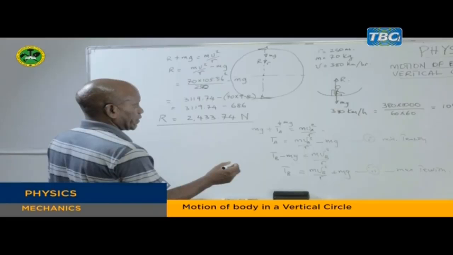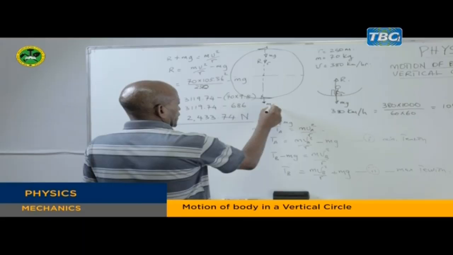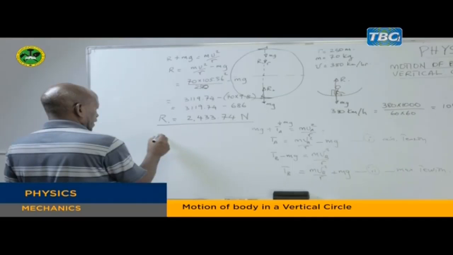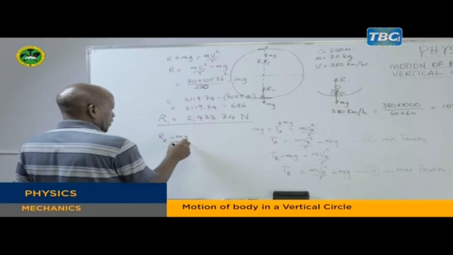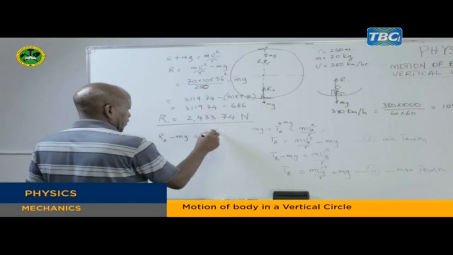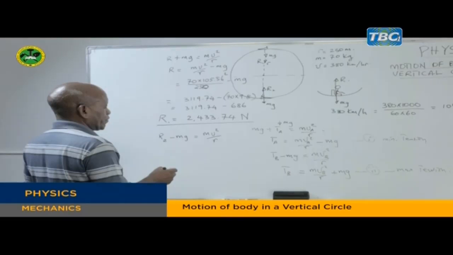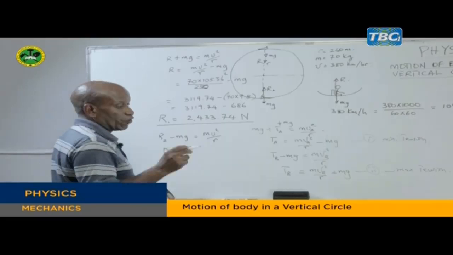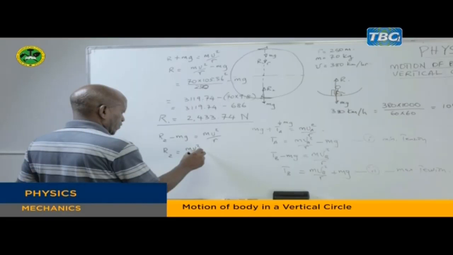Whenever he is here now, his weight is mg acting downward, but the reaction from this particular expression, that is R2 minus mg, is equal to mv squared over r. All other values have been given, so we can determine the reaction R on his seat. So this will just be equal to mv squared over r plus mg.